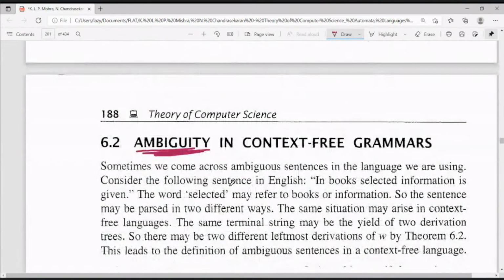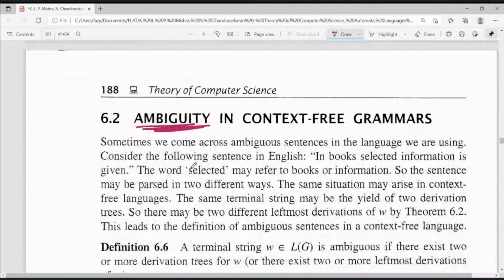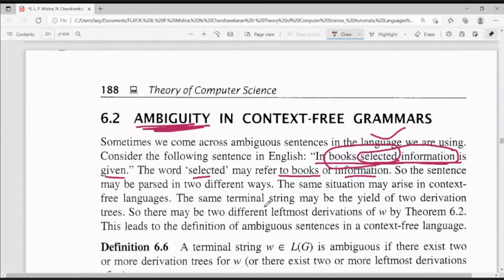Ambiguity is basically, everybody knows this example: in books selected information is given. There is no comma or anything like that to show which term we are focusing on. So we can have multiple interpretations of that sentence. The word selected may refer to books or information. Whether we are associating selected with books, or associating selected with information, that is the question, the ambiguity over here.